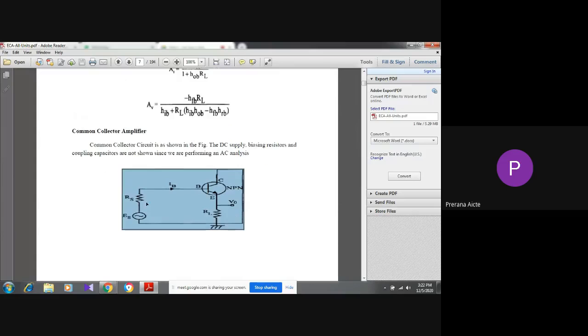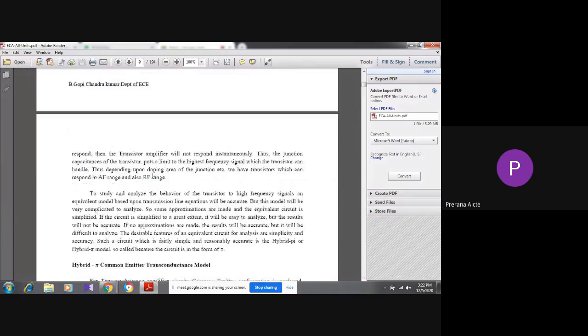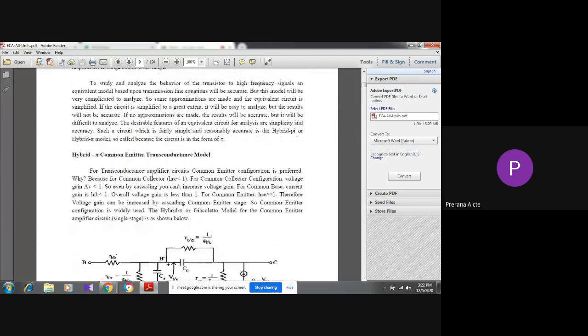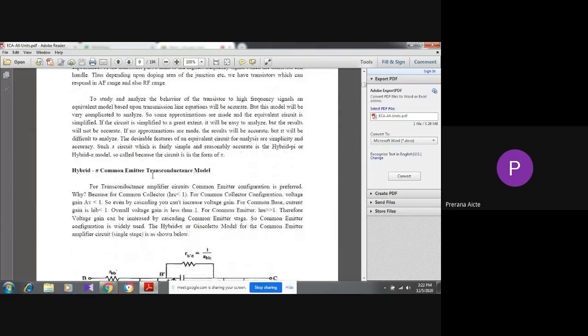These are all the figures, small signal low frequency. Let's see about transistors at high frequencies. Okay, transistor circuits at high frequencies. If we consider the high frequency case, the H parameter model is not suitable because the H parameter analysis is applicable only for low frequencies.